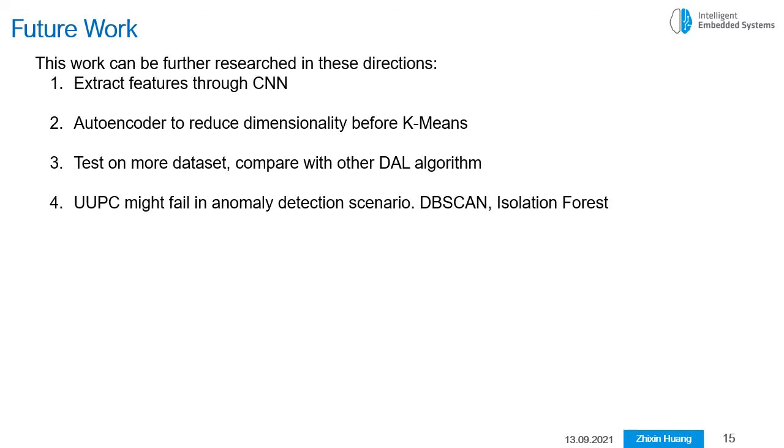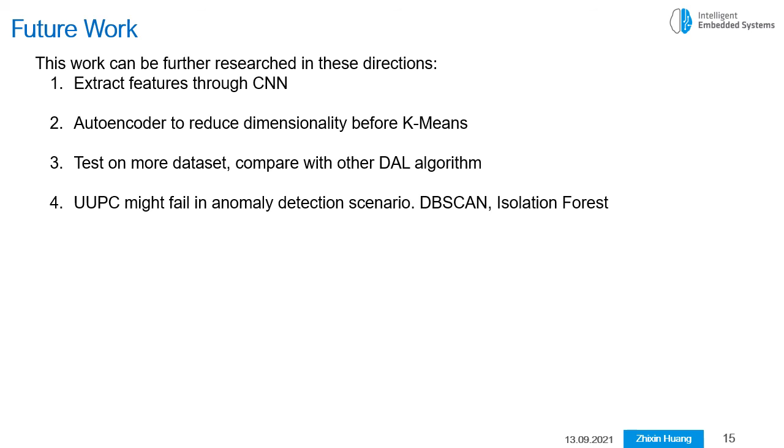Second, according to our tests, the K-means algorithm works slowly on high-dimensional data. We could use an autoencoder to reduce the dimensionality of the data before feeding it to K-means. Third, we only did preliminary experiments on artificial and MNIST datasets. We should test on more datasets and compare with other DL algorithms.